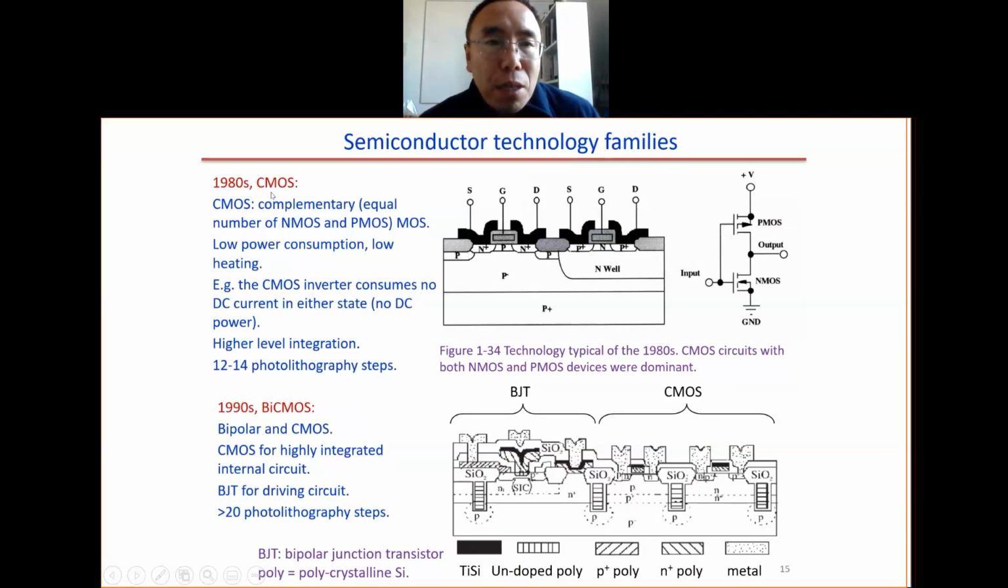In the 1980s, we have something called CMOS, complementary MOSFET. Complementary means the number of NMOS and PMOS is the same. Every PMOS comes with an NMOS. So the main advantage is the lower power consumption. For example, this one is the inverter. This logic circuit is the inverter.